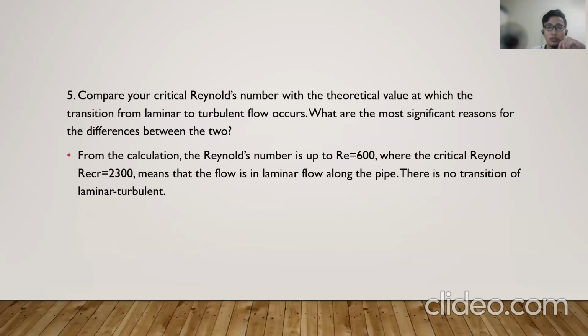Lastly, question number 5: compare our critical Reynolds number with the theoretical value at which the transition from laminar to turbulent flow occurs. From the calculation, the Reynolds number is up to 600, while the critical Reynolds number is 2300. This means that the flow is laminar along the pipe. There is no transition between laminar and turbulent.